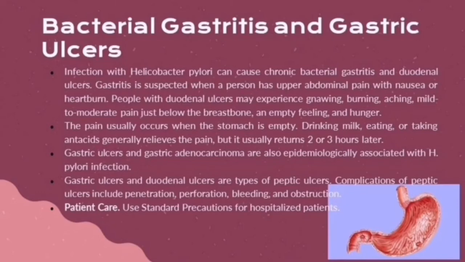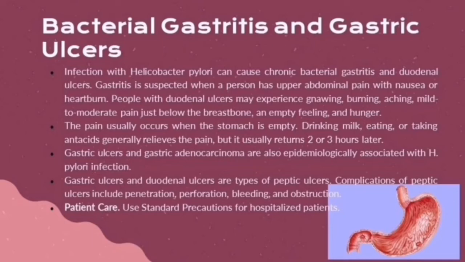Bacterial gastritis and gastric ulcers. Infection with Helicobacter pylori can cause chronic bacterial gastritis and duodenal ulcers. Gastritis is suspected when a person has upper abdominal pain with nausea or heartburn.